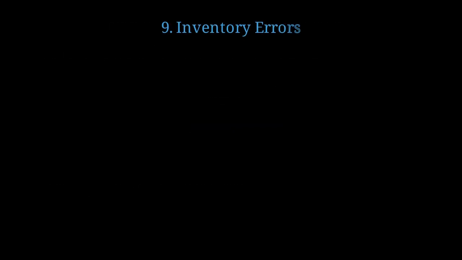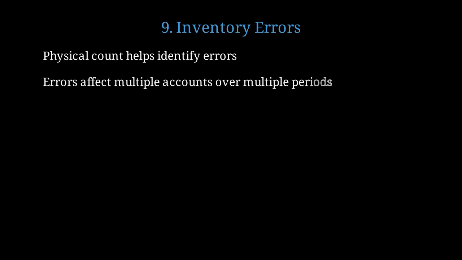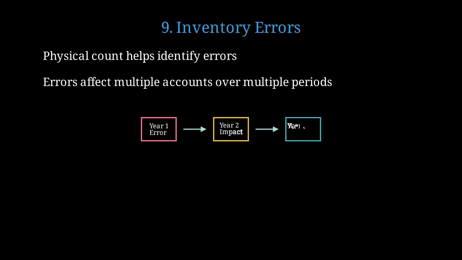Inventory errors can have cascading effects across multiple periods. Companies use physical counts to identify discrepancies between records and actual inventory. A single inventory error can impact cost of goods sold, net income, and retained earnings across multiple accounting periods. An error in year 1 flows through to year 2 and typically self-corrects by year 3.